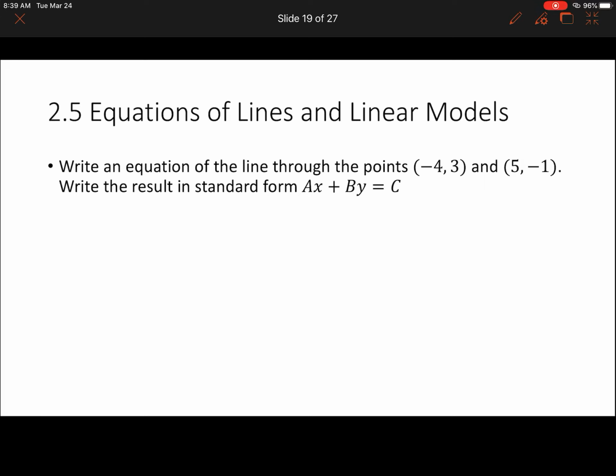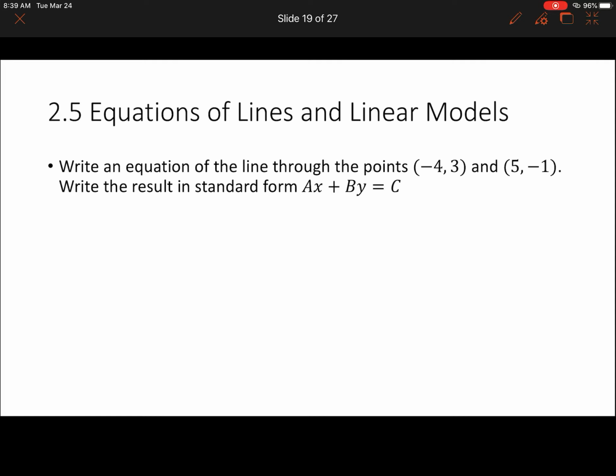But in this case, we're told to write an equation of a line through the points (-4, 3) and (5, -1). And it does say write our equation in standard form. So here's the issue that we run into. In this case, it doesn't matter if we try to use slope intercept form or point slope form. The one thing both of those have in common is slope.